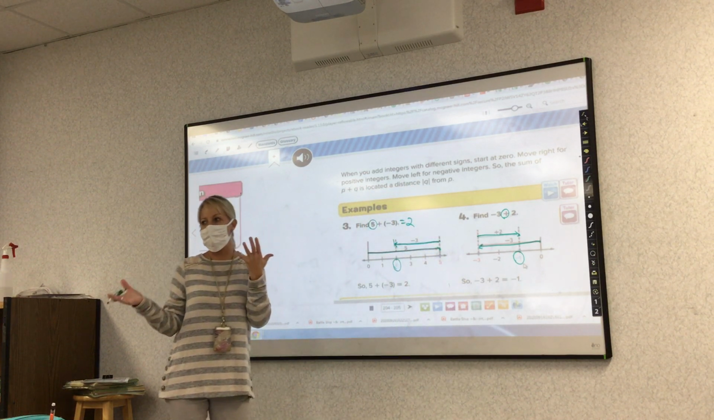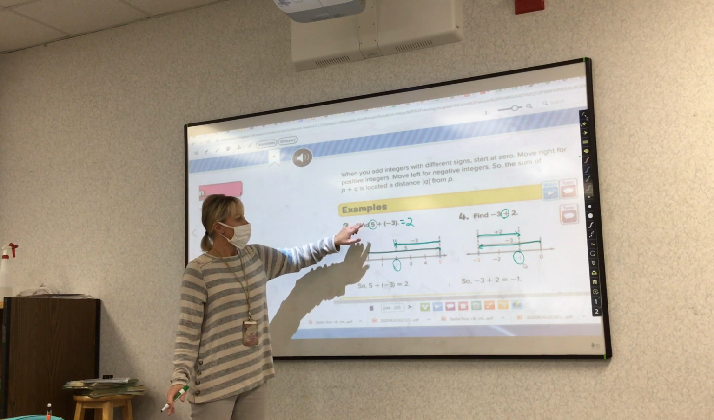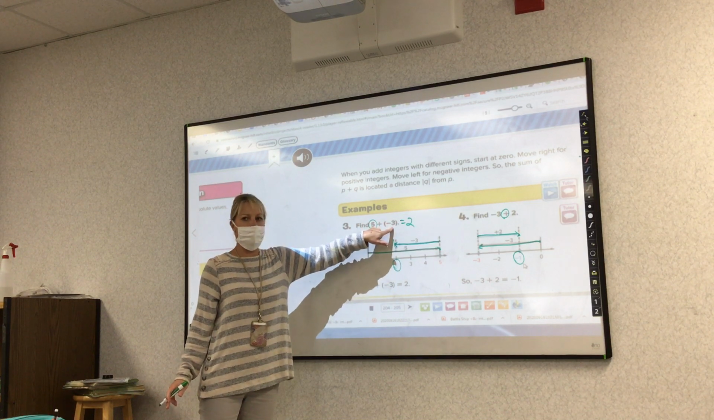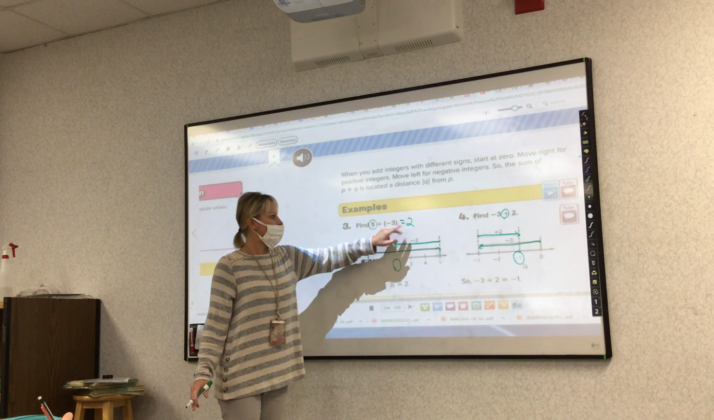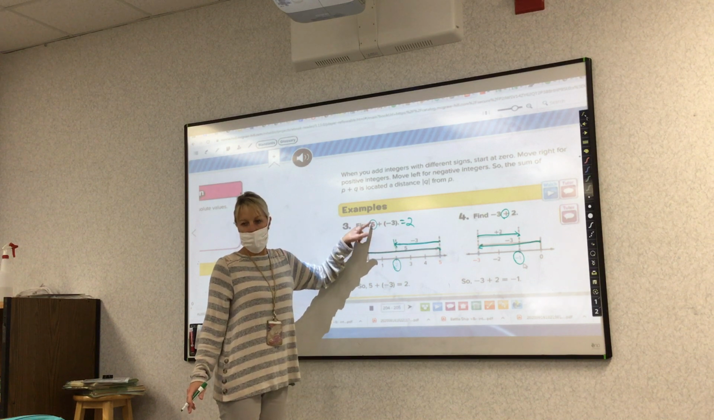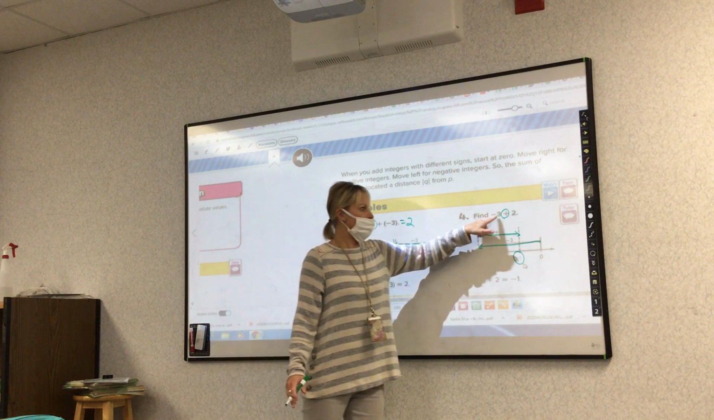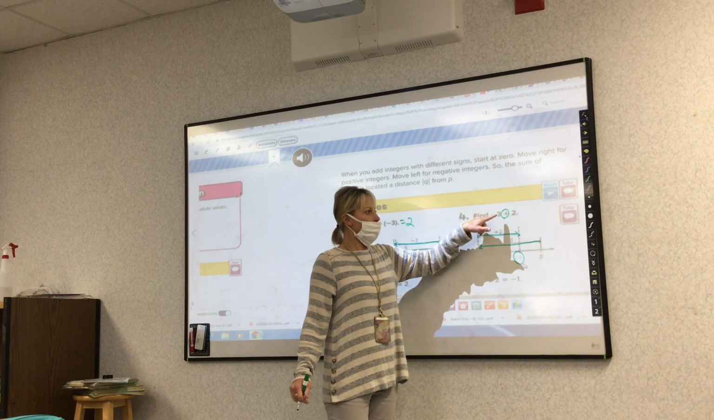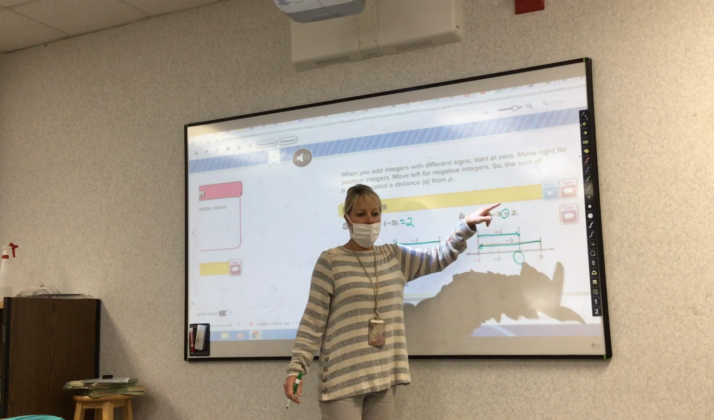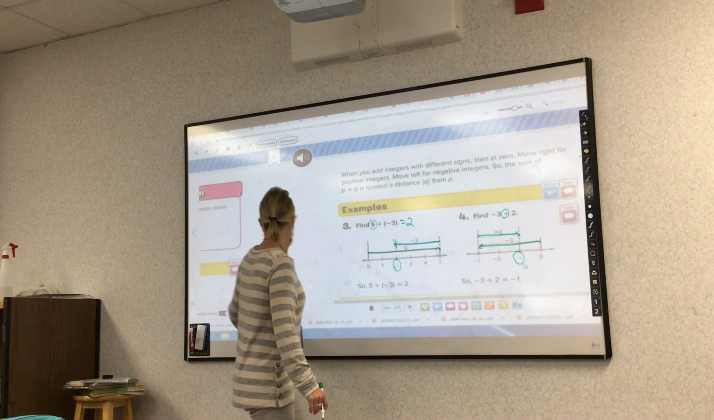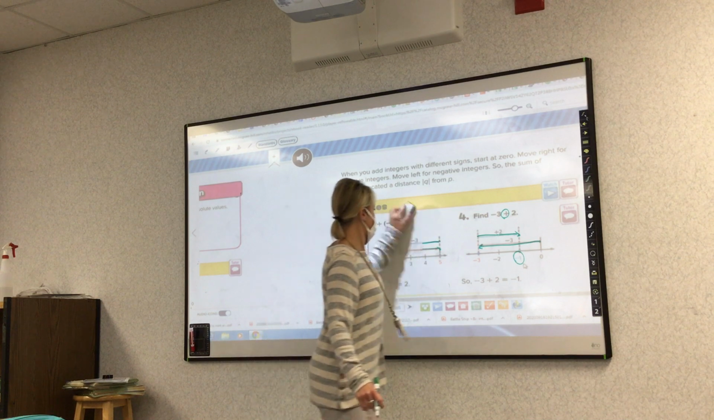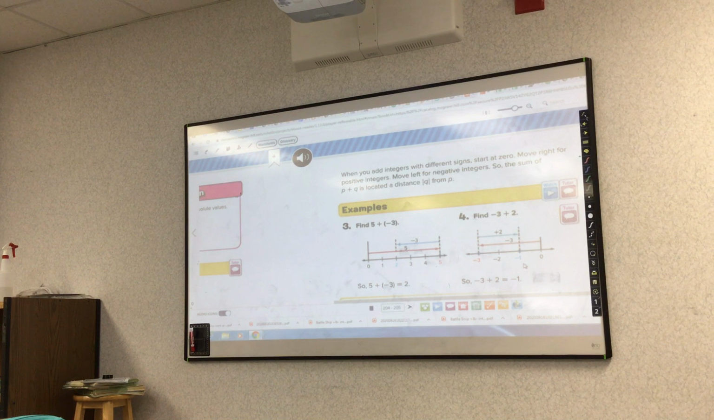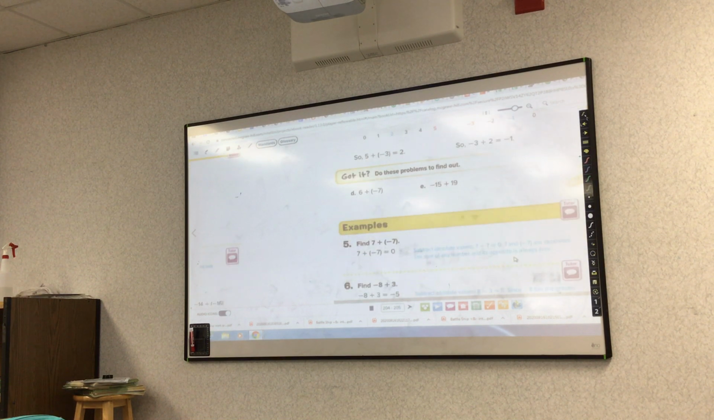If I think about it without the number line, they're different. One's positive, one's negative, so I just subtract. 5 minus 3 is 2. Keep the sign of the bigger number. Well, that's 5, so it needs to be a positive 2. 3 minus 2 is 1. The 3 is the bigger number, so I'm going to have a negative 1. So if the signs are different, you subtract and keep the sign of the bigger number.